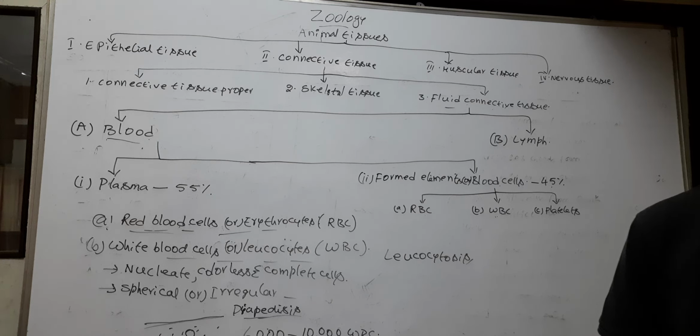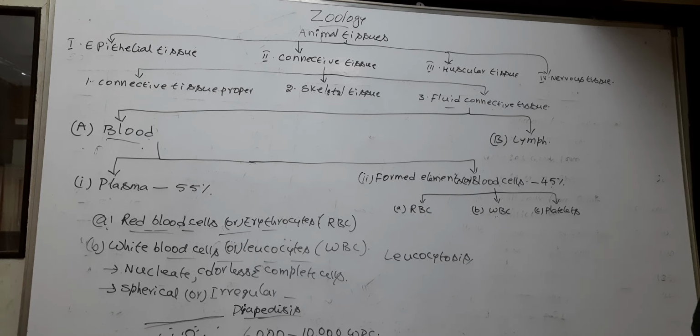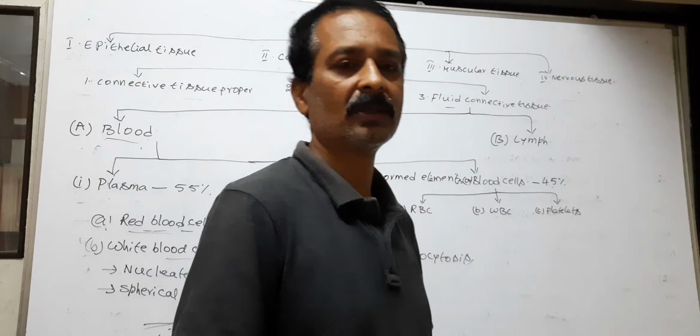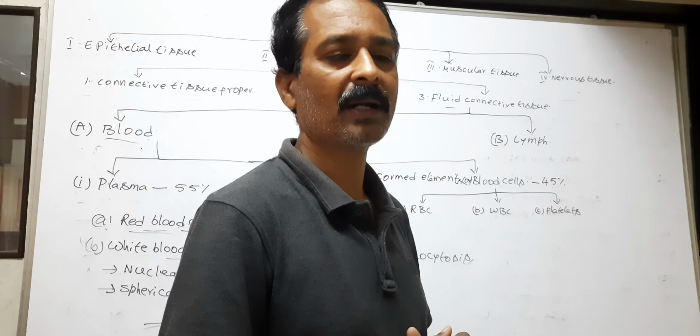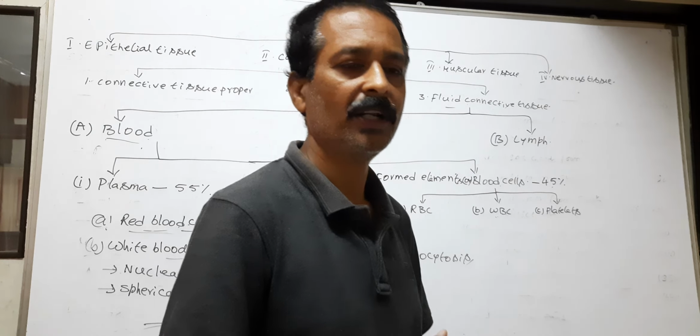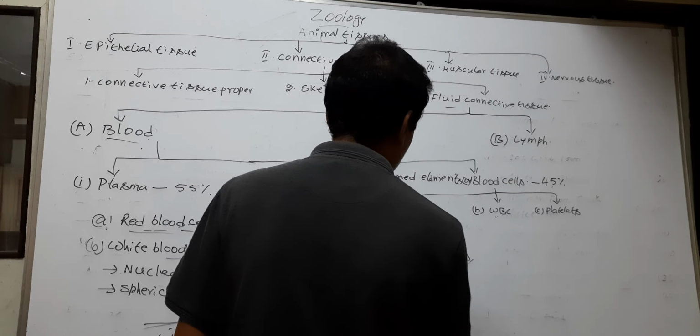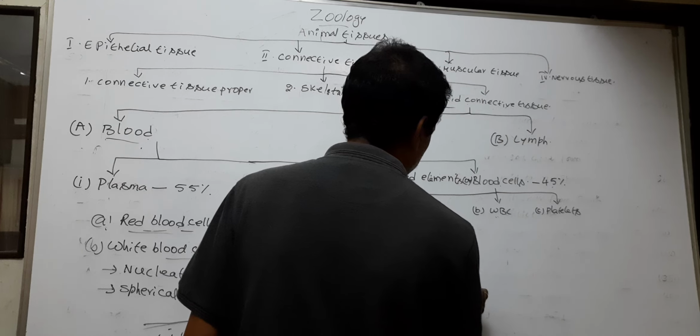Fall in WBC count is called leukocytopenia. So decrease in the number of WBC is called leukocytopenia.